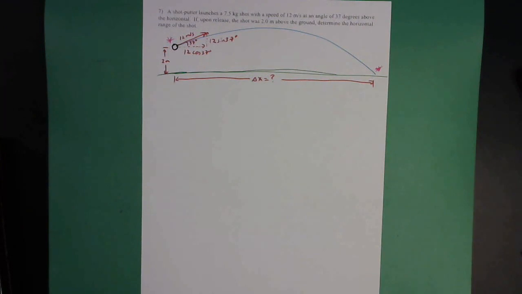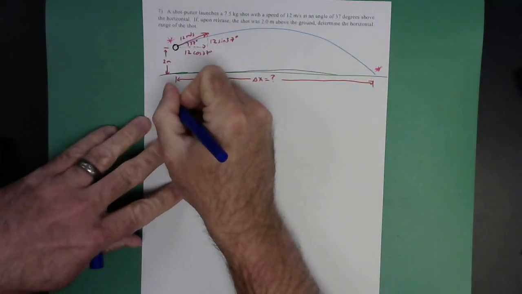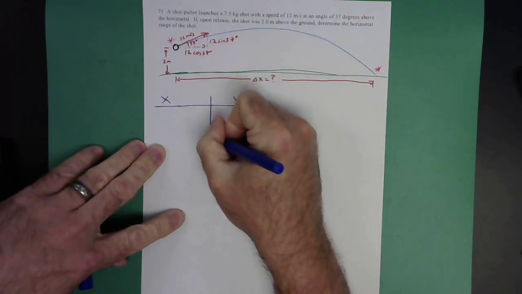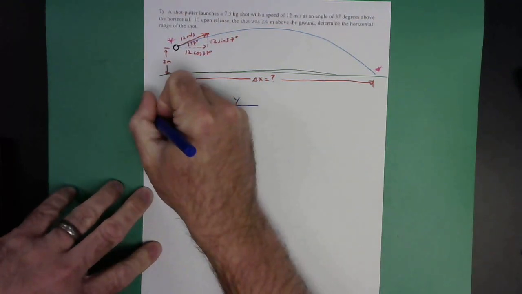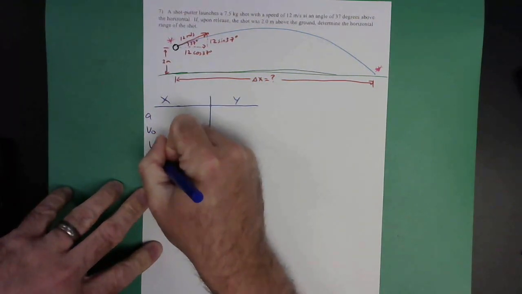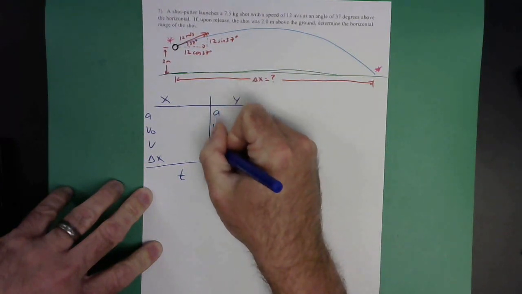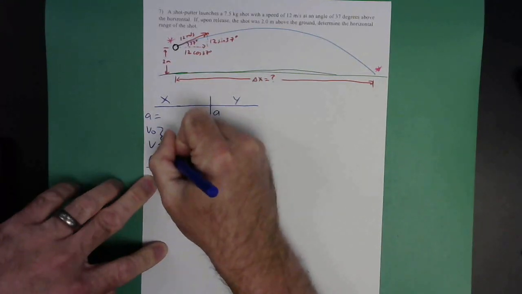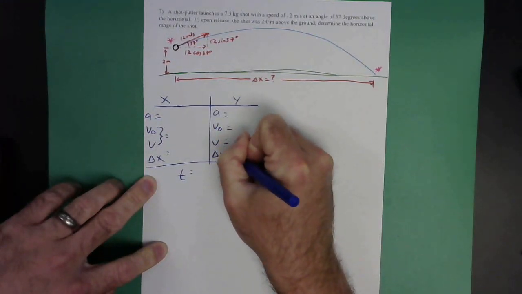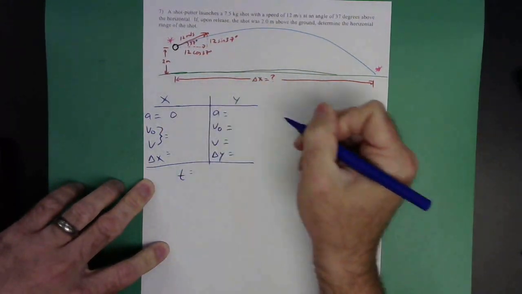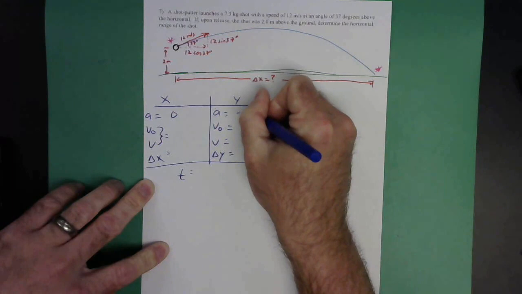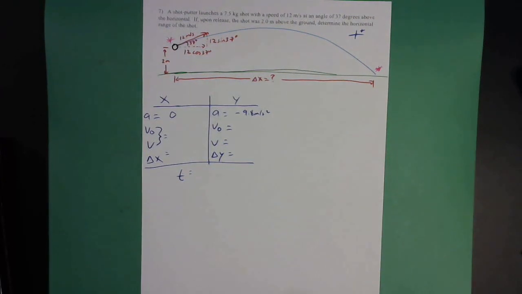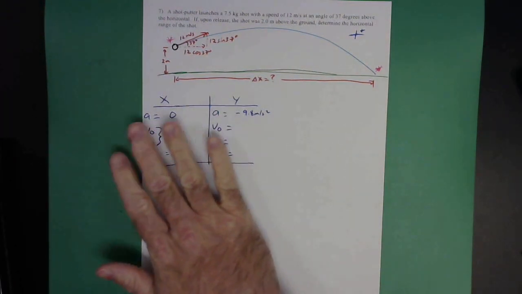And so I'm going to make my chart, my table of values. I'm going to say horizontal axis and the vertical axis, with a, v naught, v, displacement, and time. And I know the acceleration in x is 0. I know the acceleration in y is negative 9.8 meters per second squared, because I am going to call right and up positive. And you say, okay, these are the givens for every projectile problem.